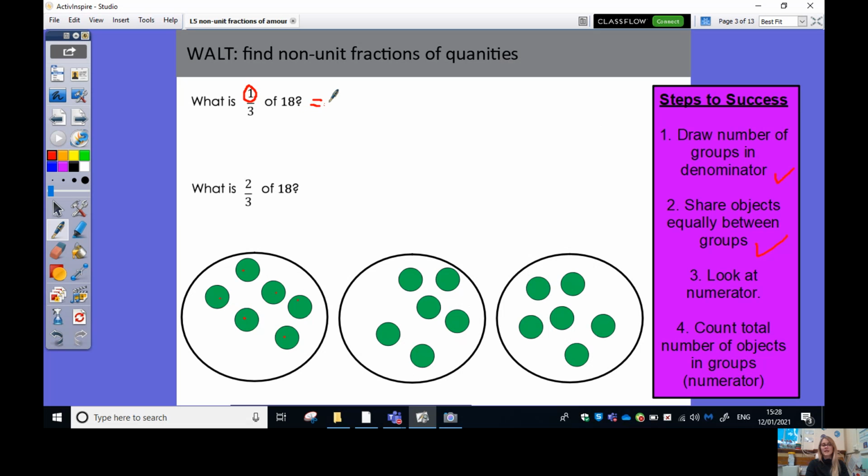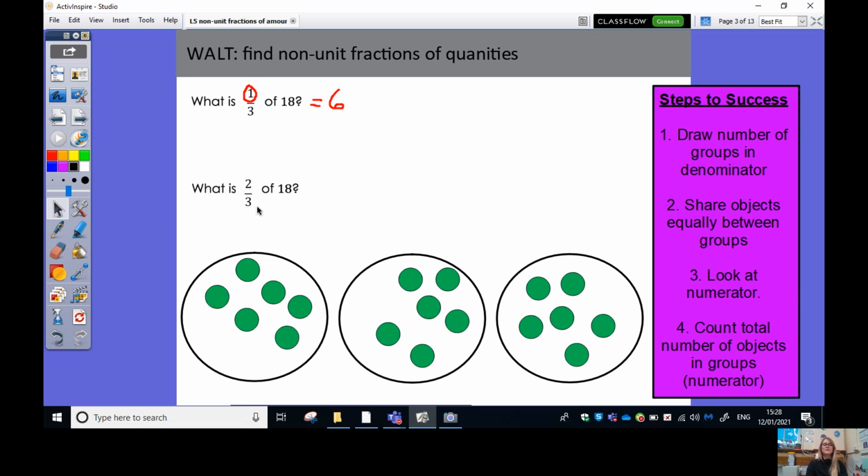So 1/3 of 18 is 6. Okay. The next thing I'm going to do is 2/3 of 18. I'm just going to rub this out so I can follow my steps again and I don't get confused. I'm not going to put everything back where it started, the counters, because I can use what I've already done in step 1, finding 1/3 of 18, to help me.